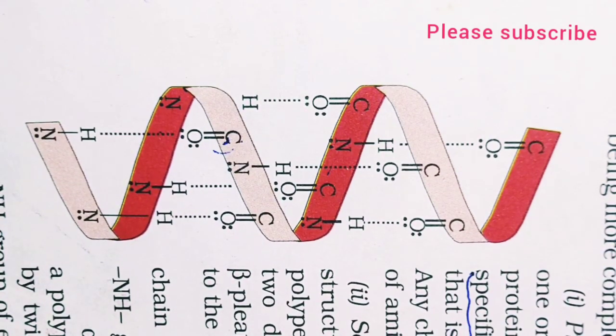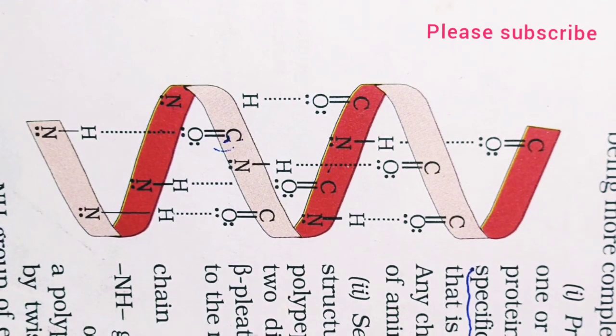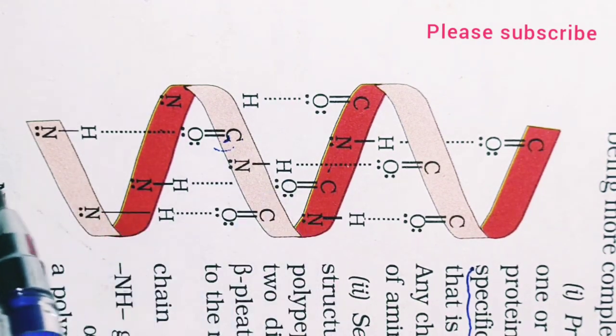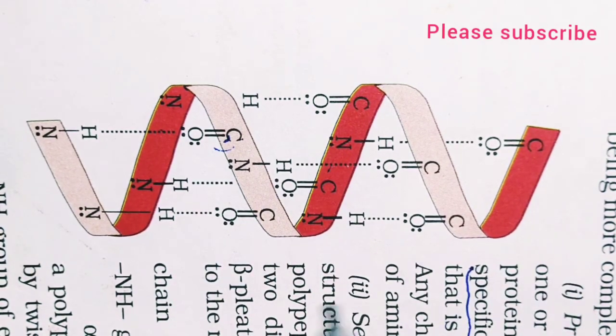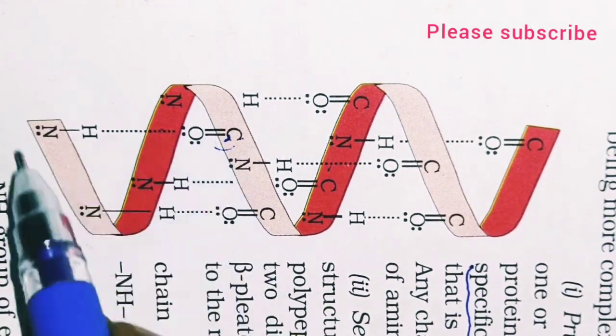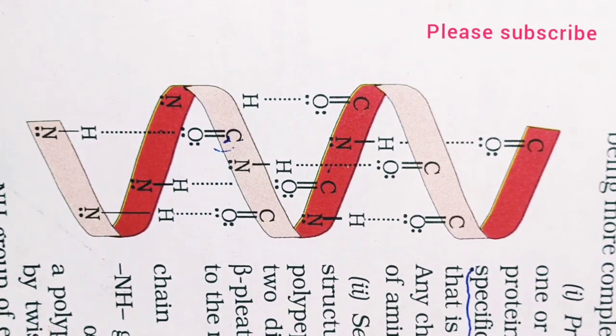Do you understand this point here? It is a very easy structure. You can easily understand. If there is no hydrogen bond, what will happen? It can exist as one straight chain. But they will form hydrogen bonding between NH and CO bonds. It is one of the structures, that is, the alpha helix structure.